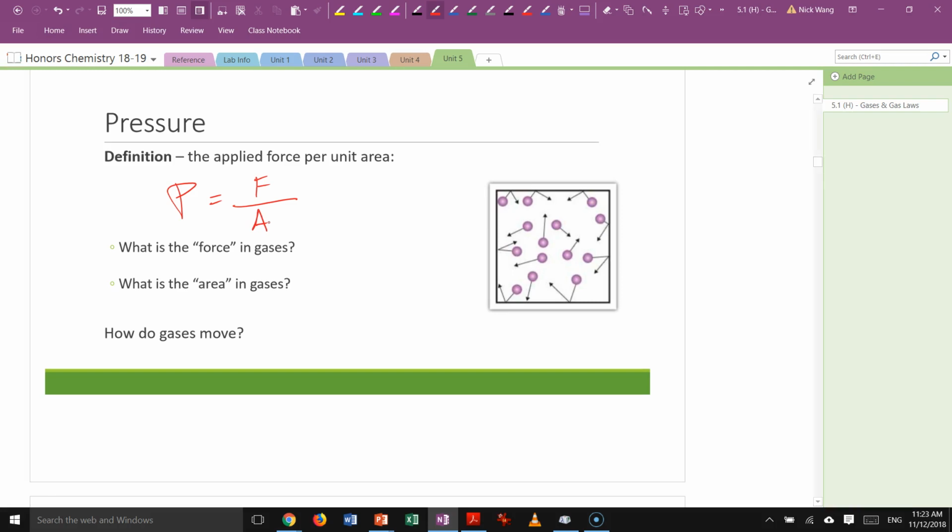So force per area. So when you think about this, let's say we have a conversation about, for example, a sharp knife versus a dull knife, right?